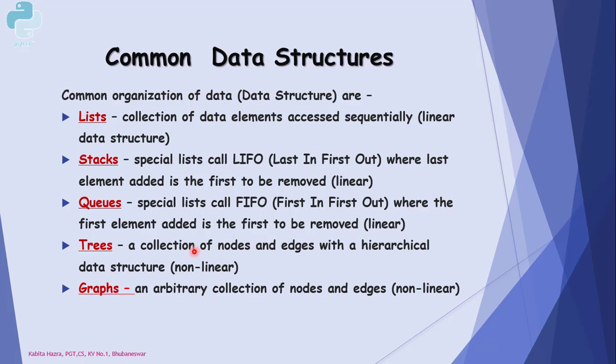A tree is a collection of nodes and edges with a hierarchical organization, so it is a non-linear data structure. Graphs are an arbitrary collection of nodes and edges. It is also a non-linear data structure.